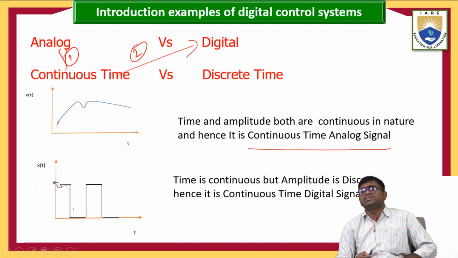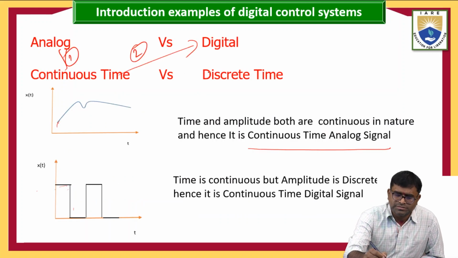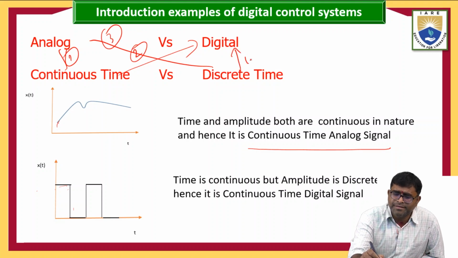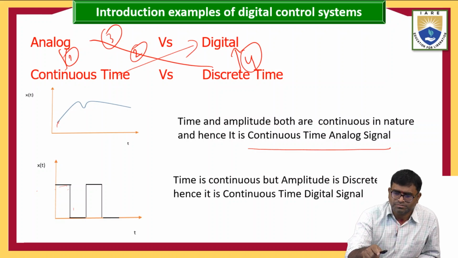Now coming to the third one, that is the discrete time analog signal. And the fourth one is the discrete time digital signal. So these are the types of analog and digital time control inputs. Coming to the next one, that is the discrete time analog signal.